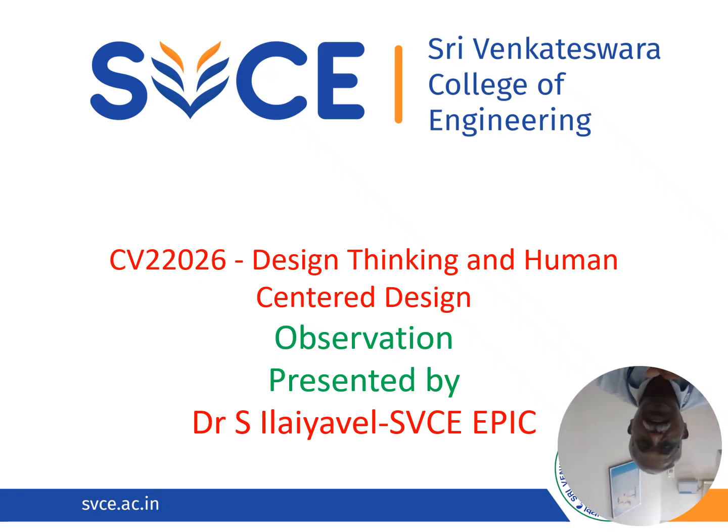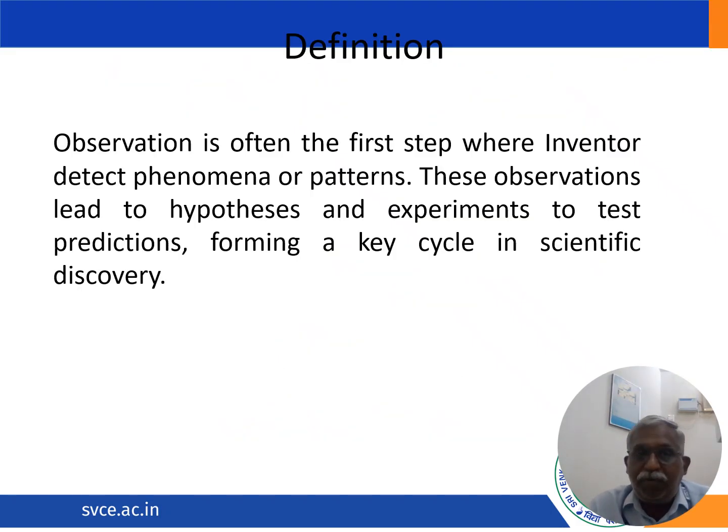Now we will see the definition. In the first step, the innovator detects phenomena. This observation leads to hypotheses and experiments to test the predictions, forming a key cycle in scientific discovery. Why do we need to observe? We are listening to something, seeing something, but the reality is different. Through hypothetical thinking, by doing some experiments and testing, we arrive at some predictions.